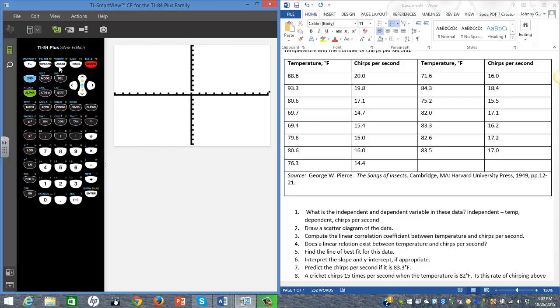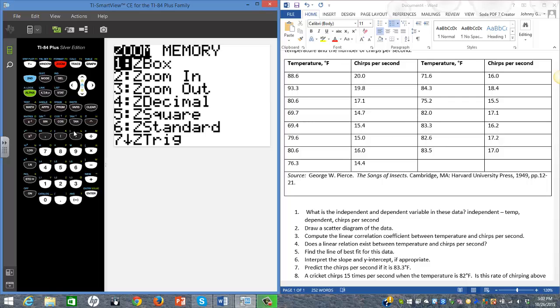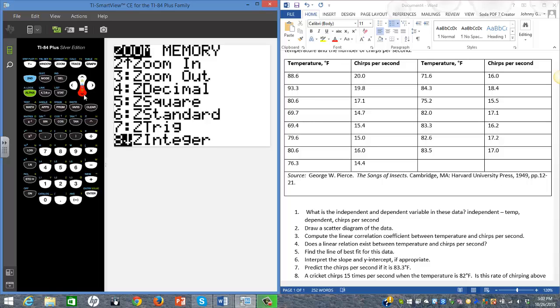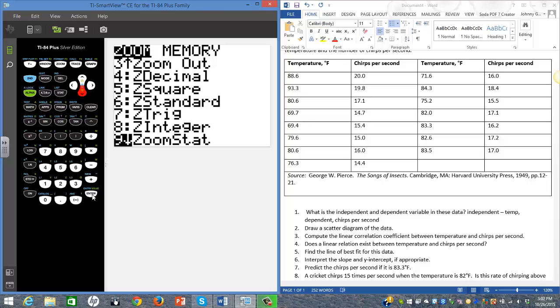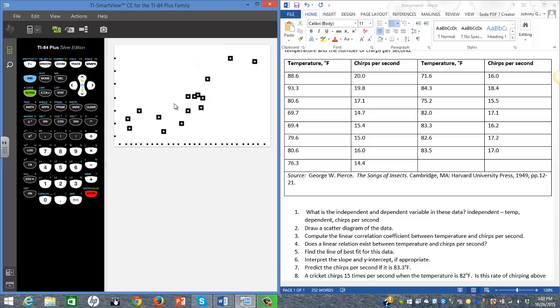So what I'm going to do is hit zoom, stat, which is number 9, to make sure that my window is appropriately sized so I can see it. So I'm going to hit zoom 9. You can just type 9 as well. And there I have my scatter diagram. That's a nice diagram. If we look there, it has a positive correlation for sure.